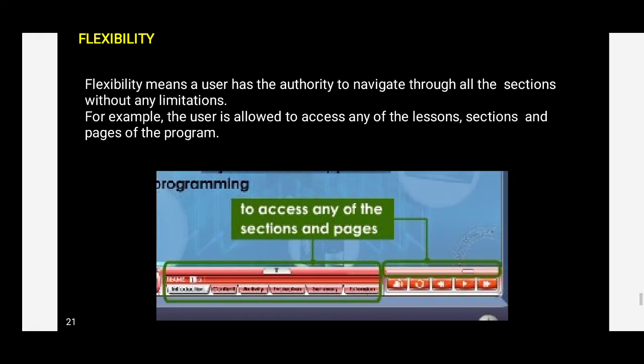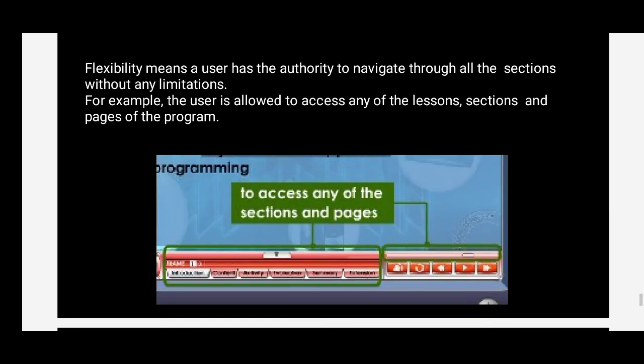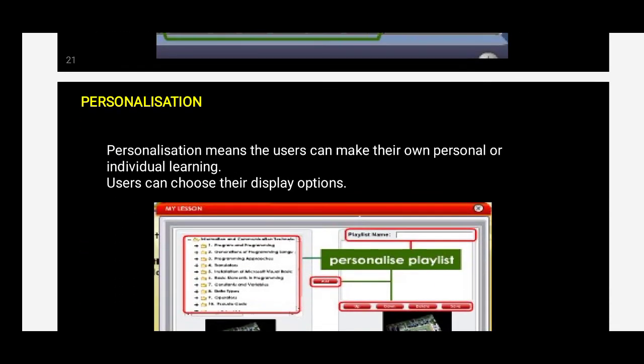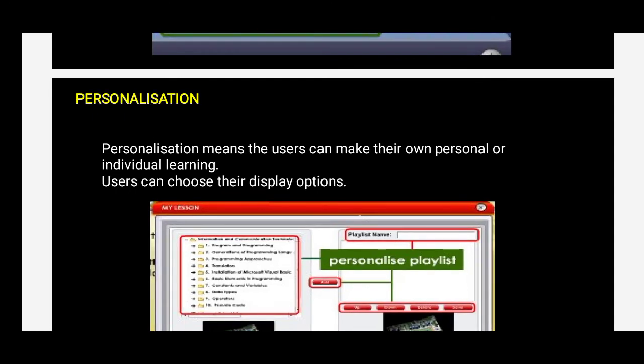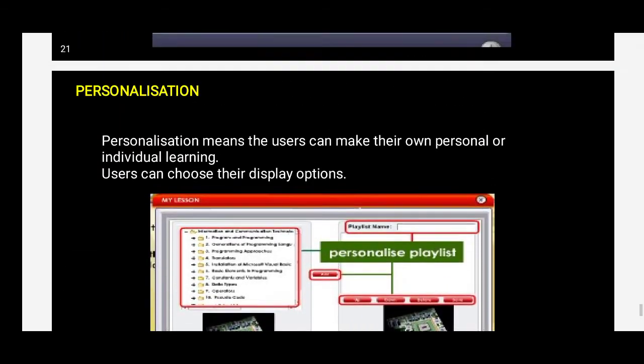Flexibility means a user has the authority to navigate all the sections without any limitations. For example, the user is allowed to access any of the lessons, sections and pages of the program. The personalization means the user can make their own personal or individual learning. Users can choose their display options. This is the personalization.